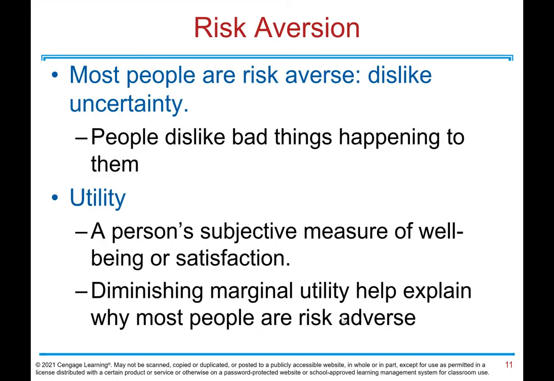Risk aversion. Most people are risk averse, or they don't like uncertainty. People dislike bad things happening to them. Utility. Utility is a person's subjective measure of well-being or satisfaction. Diminishing marginal utility helps explain why most people are risk averse.